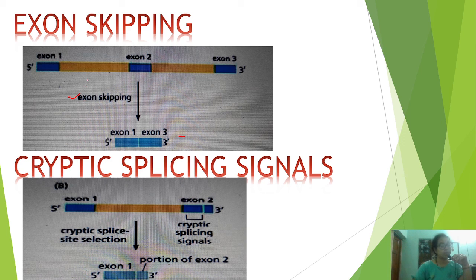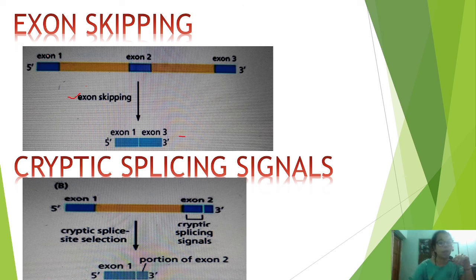Let's say in another example, exon 1 and exon 2 will be joined and exon 3 will be skipped. In another type, exon 2 and exon 3 will be joined and exon 1 will be removed. So you can see that by this process a variety of proteins will be seen. Here I have taken 3 exons, but there may be a number of exons present. It's not always necessary that all the exons will join. Sometimes 1 exon will be skipped, sometimes 2 exons might be skipped. So this is one method of splicing, known as exon skipping.